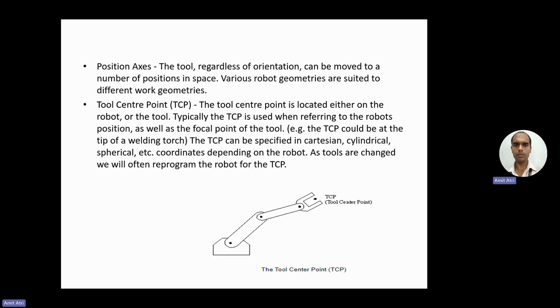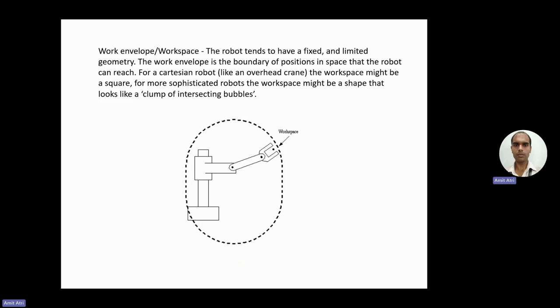We need to reprogram. So this is the diagram showing the workspace or the envelope where the robot can perform some desired task. The robot tends to have a fixed and limited geometry. The work envelope is the boundary of positions in space that the robot can reach to work in that space.